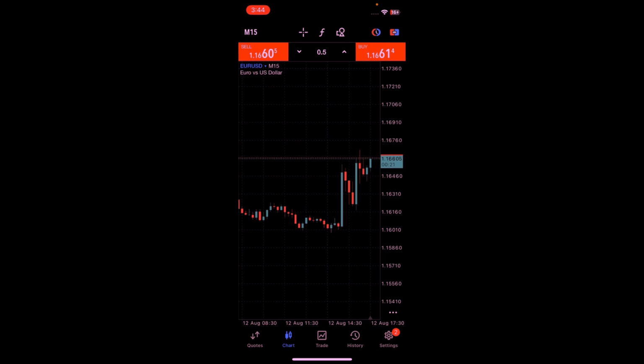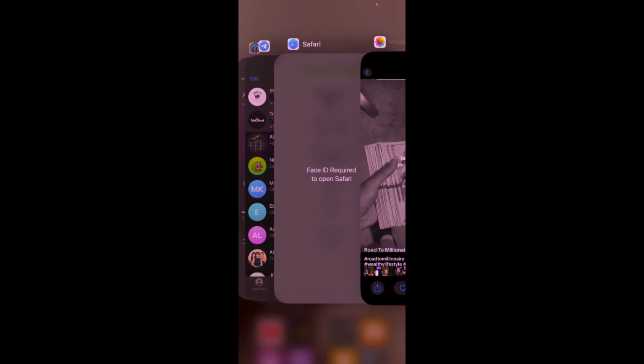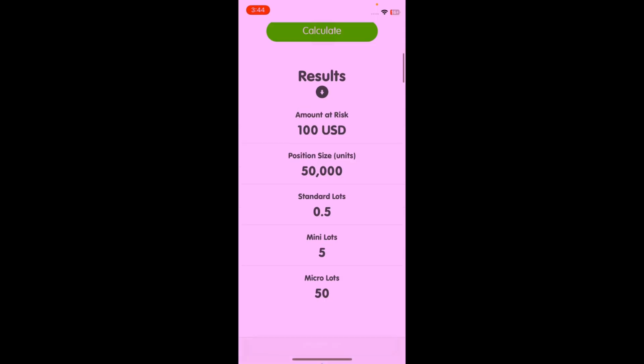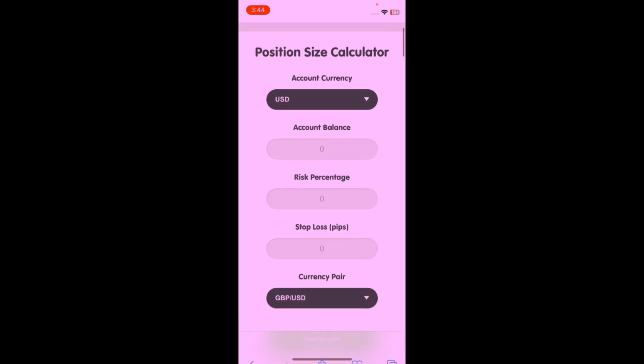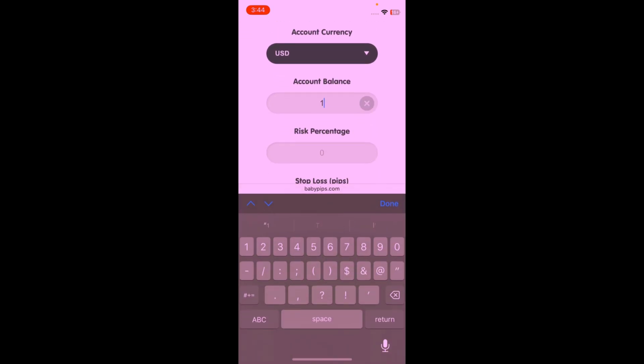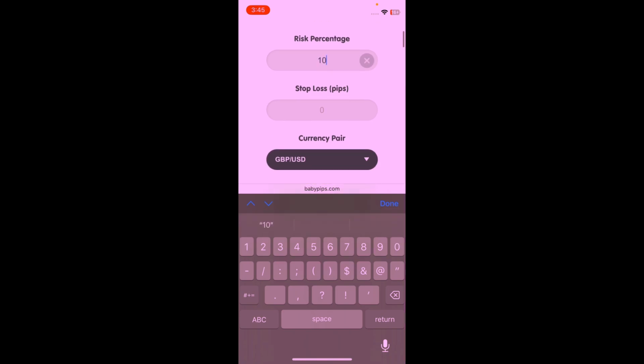So just for example purposes, all you have to do is go to your browser, right? Okay, I was calculating already. Let me clear this up. Your account balance is $1,000. Your risk percentage: if you have a $1,000 account and you want to risk $100, that means you're risking 10% on that trade. So you just put 10% there.